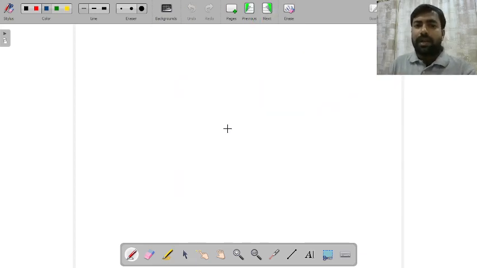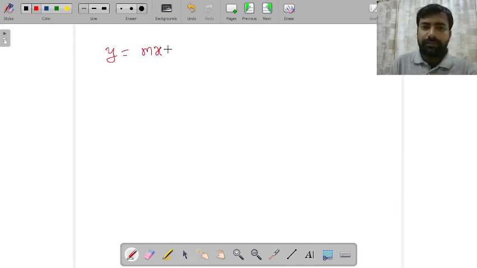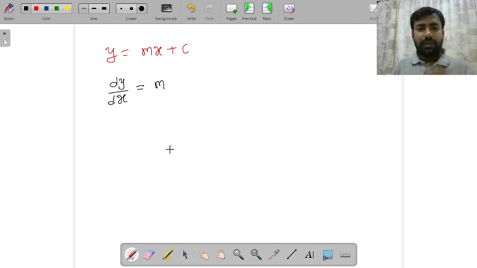Now let us look at the two parameter family, that is y equal to mx plus c, where m and c are two parameters. So now let us try to find a differential equation satisfied by this family. For that, I am going to differentiate this expression with respect to x. If you do that, you will get m. It means here c got eliminated just by differentiating. Or let me write the derivative of x is 1 plus derivative of c is 0, because c is a constant, right? So you came to know here, dy by dx equal to m.